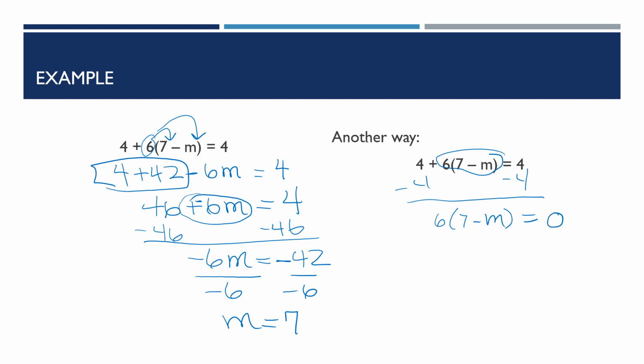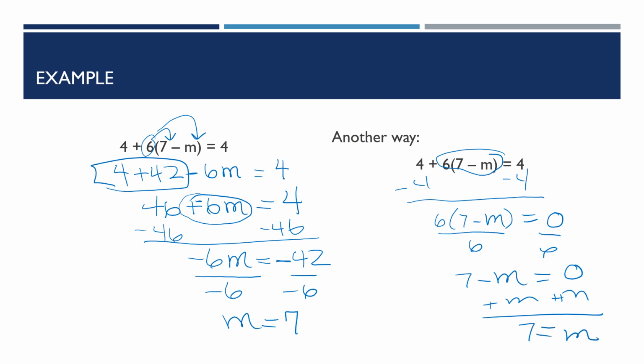Now remember that distributing is just multiplication. So to undo multiplication, I can divide both sides by 6. And I get 7 minus m equals 0. And then I would add m to both sides, and 7 would equal m. And again, you can, if you wanted to, use that symmetric property to turn that around.